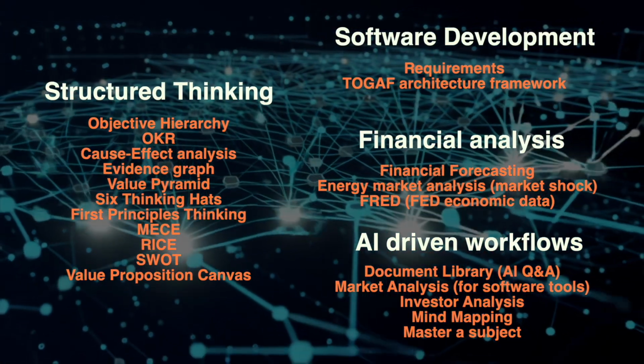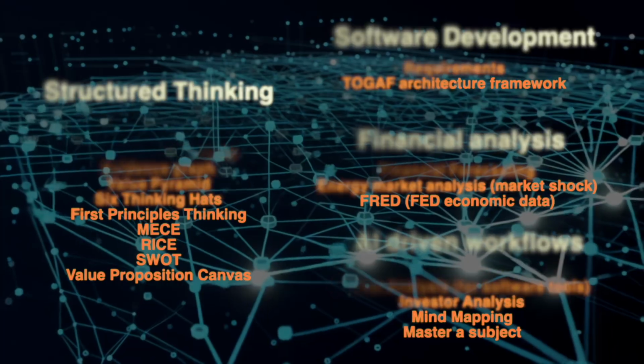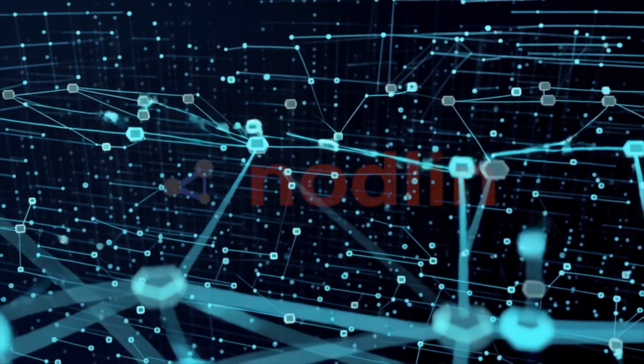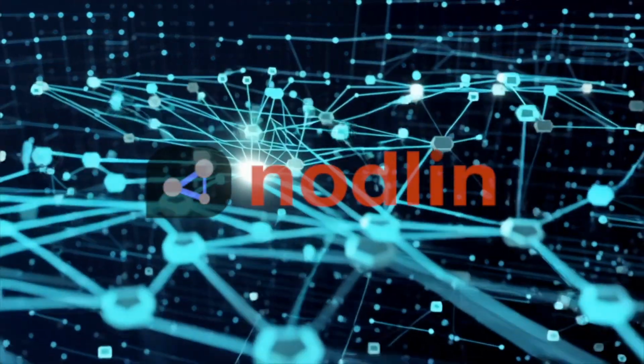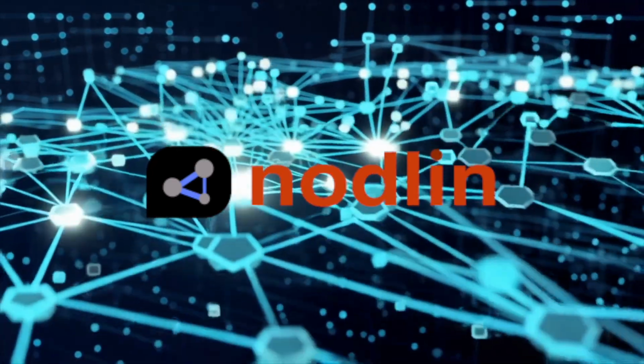Nodlin turns software from isolated applications into a connected, reactive system of data and behavior. Agents don't just add features, they extend a shared model where everything works together by design.